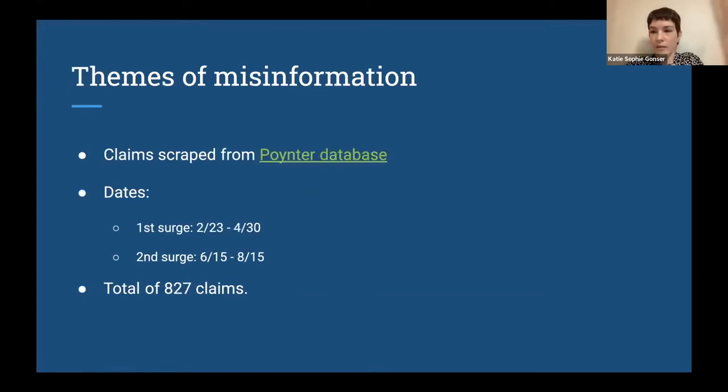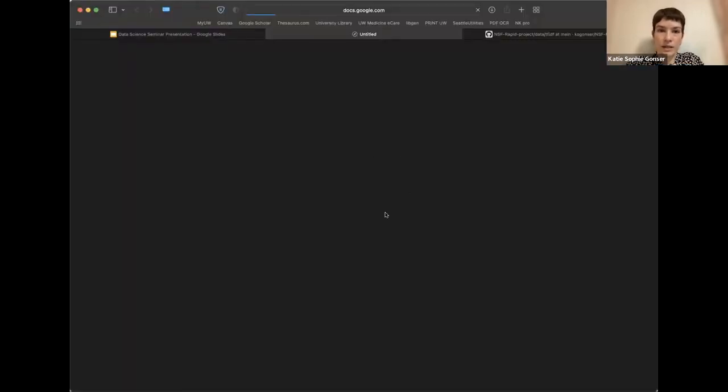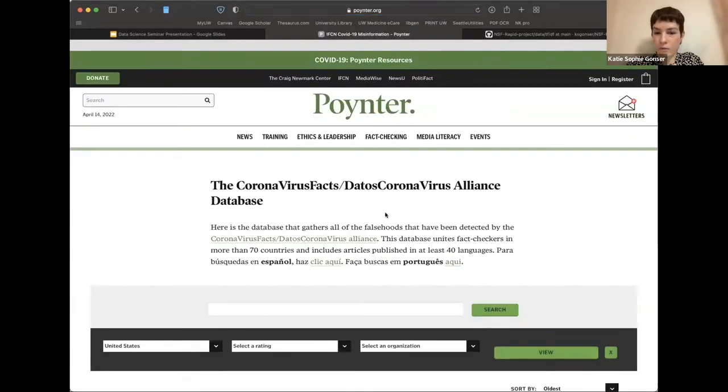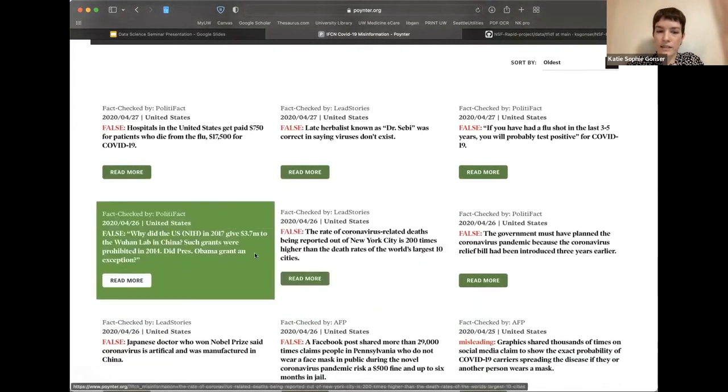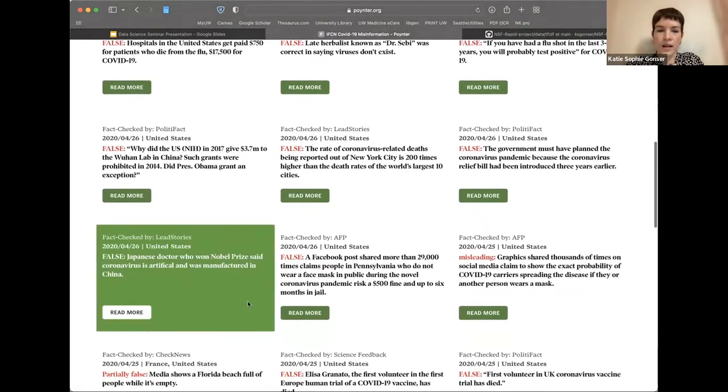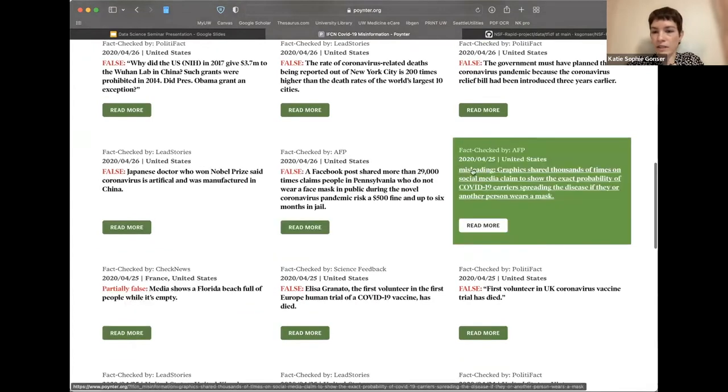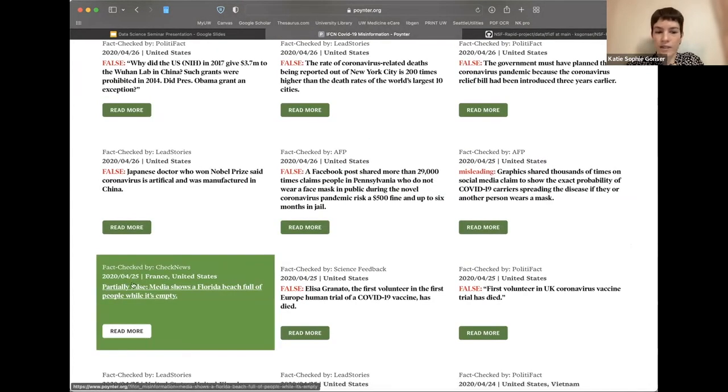So as I said, we scraped the claims from the Poynter database for the first surge and the second surge, and that gave us a total of 827 claims. So if you look at the Poynter database, this is what it looks like. And we started scraping them and we realized that the ratings for the claims weren't consistent. So here, for example, you can see one that's rated as misleading. Here you have one that's rated as partially false. And of course, we wanted to have a clearer and more consistent way of considering all of these claims.